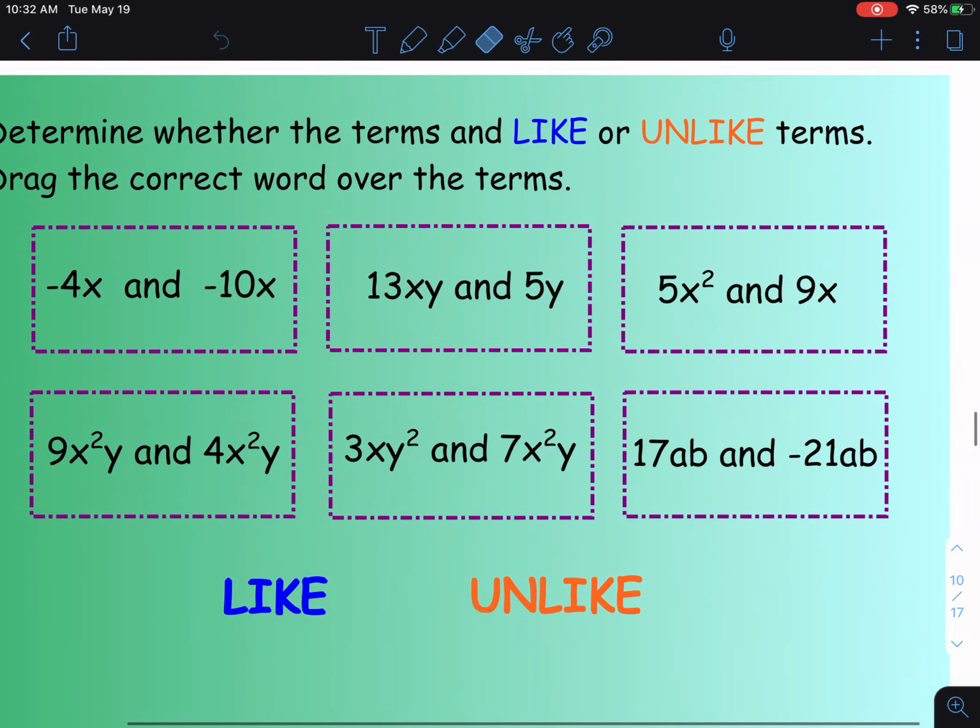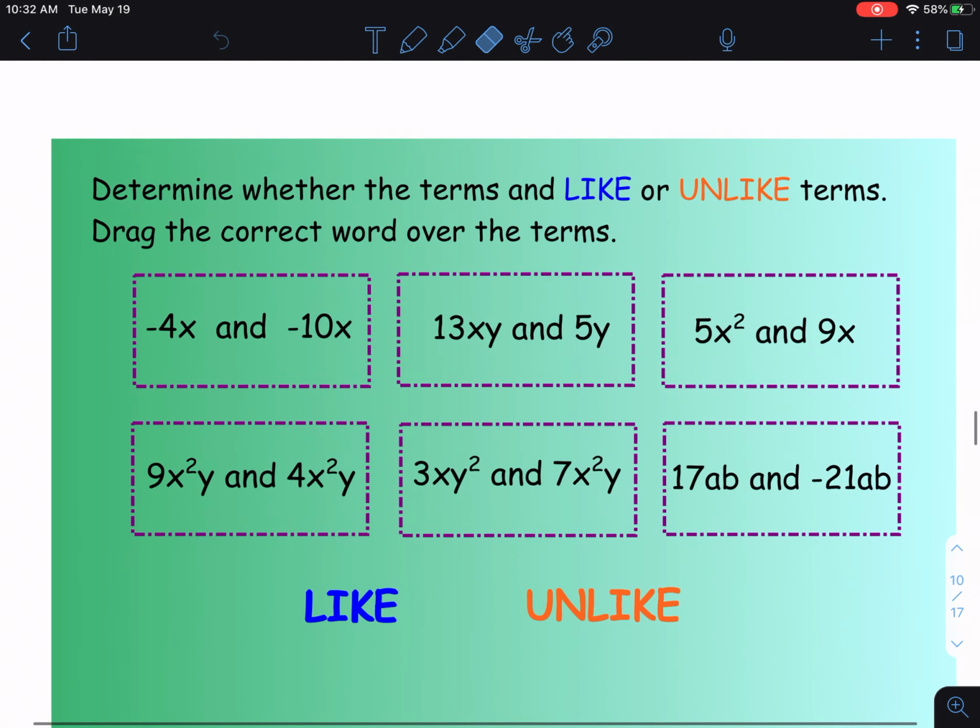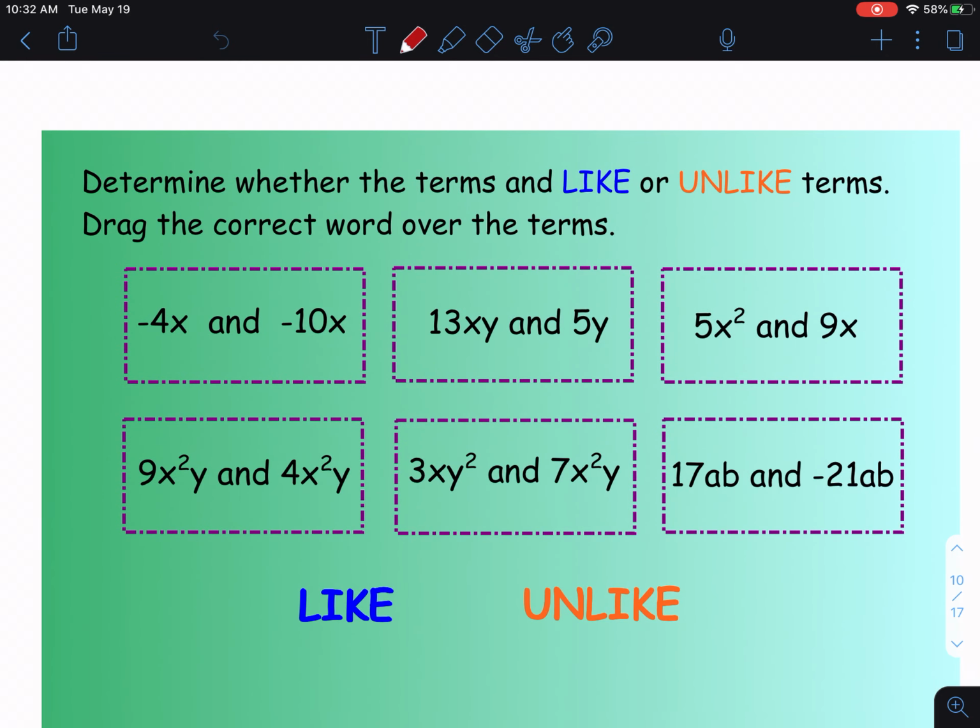Okay, so let's see. We're deciding if they are like or unlike, L or U. So we have -4x and -10x. So we have this x and x, and they're both just an x. So they are like. Next we have 13xy and 5y. So right here we have an xy, and right there we have a y. Those are not the same. They're different. Unlike, because the first one has an x and the second one just has a y. Okay, so now we have 5x squared and 9x.